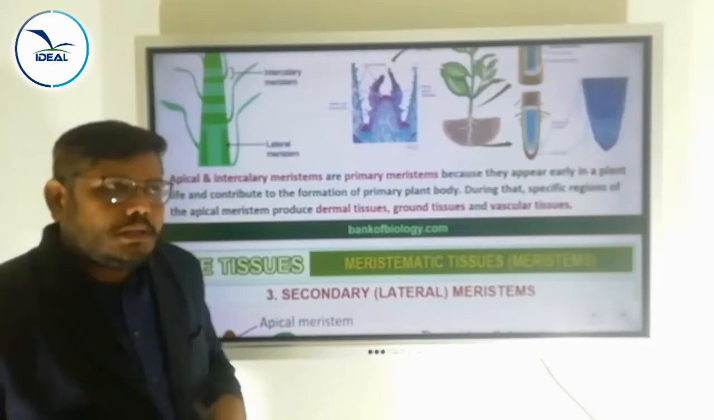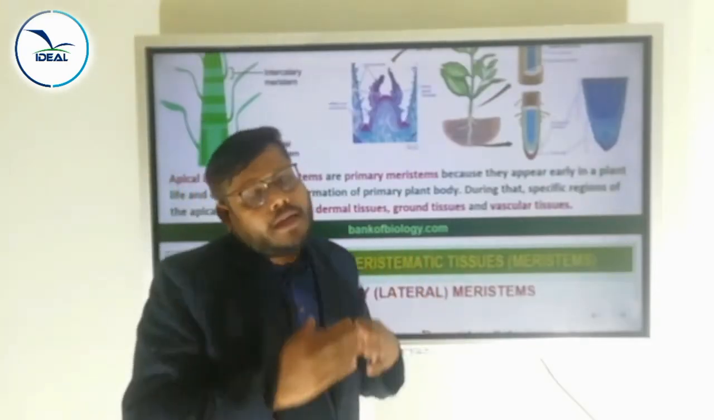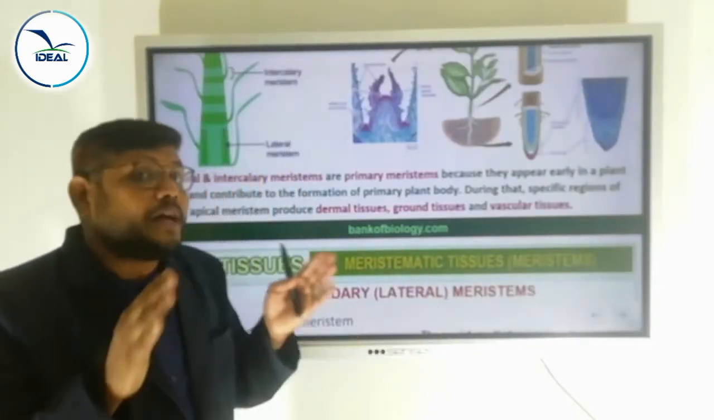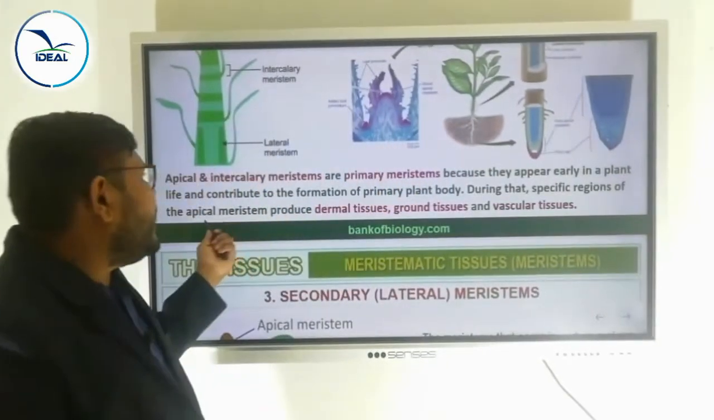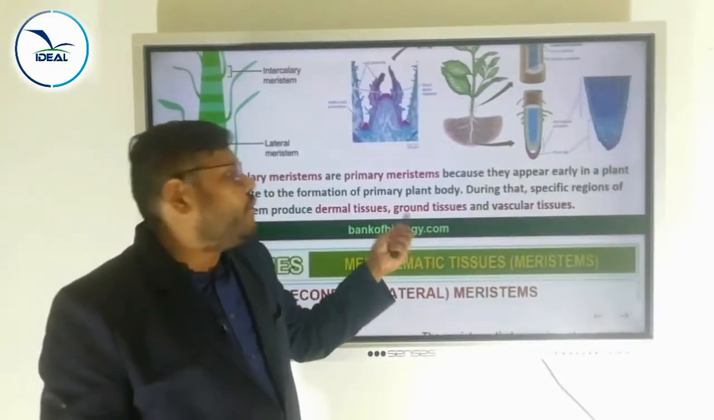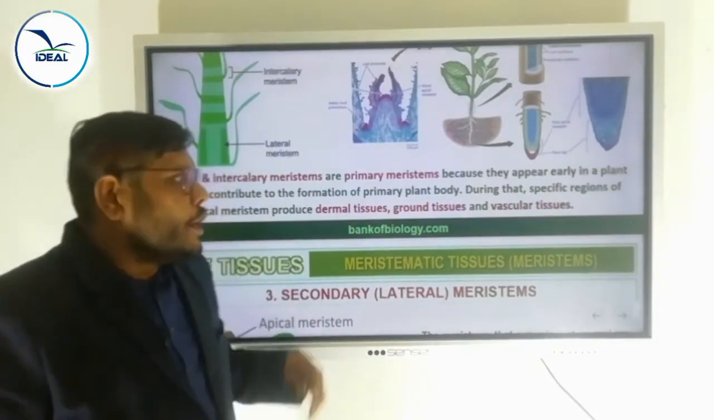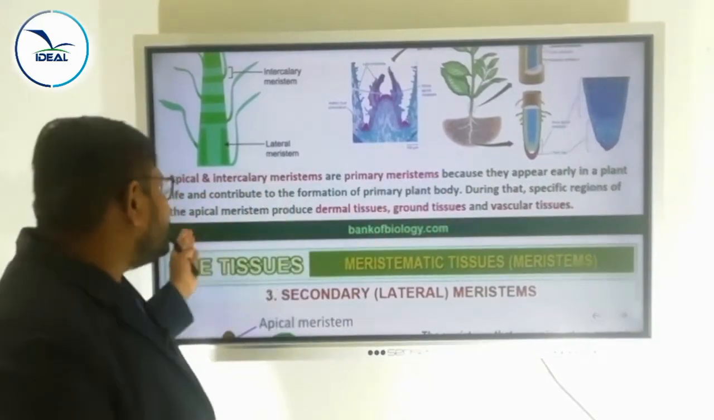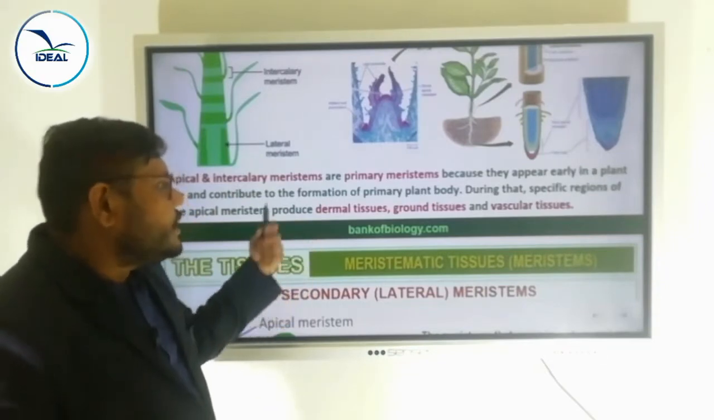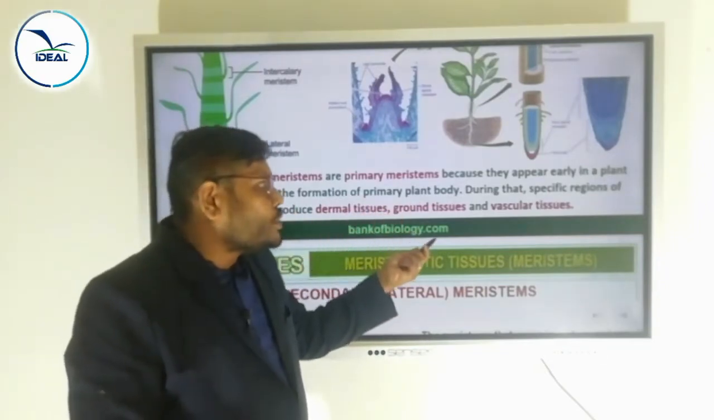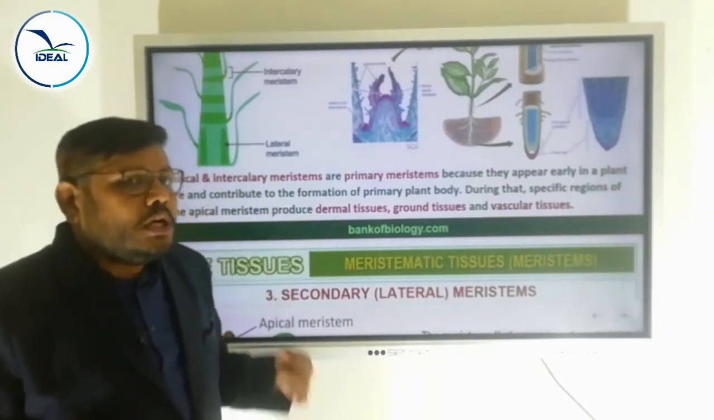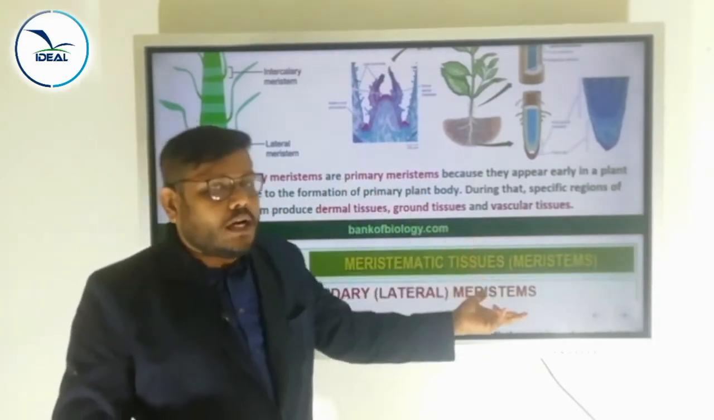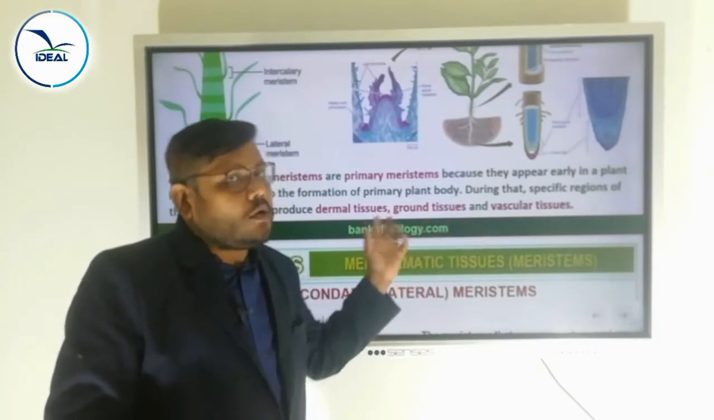Is it clear? So we can say that the apical meristem and intercalary meristem are the primary meristem, because they appear early in plant life and contribute to the formation of the primary plant body. During that, specific regions of the apical meristem produce dermal tissues, ground tissues and vascular tissues. Dermal tissues means epidermal tissues. We are going to explain all this later.